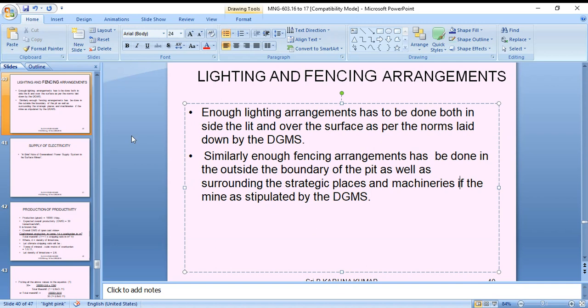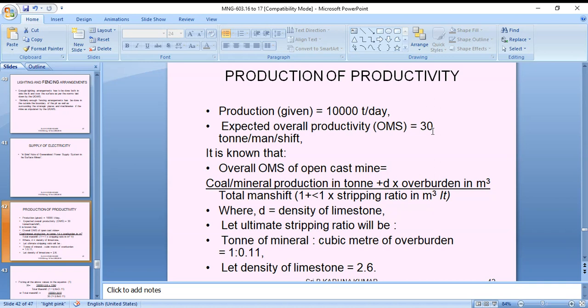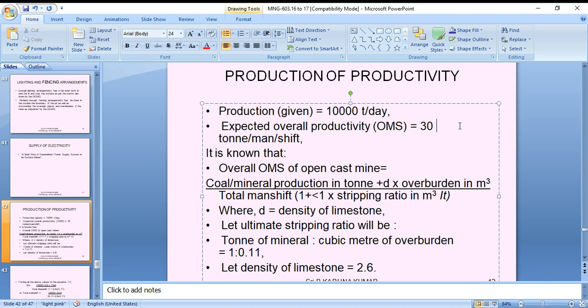Now, supply of electricity is also one of the requirements as per the norms; a general power supply system in a surface mine is required. Production: now we are going to calculate the production capacity. Production given is 10,000 tons as required. We expect 30 tons per man shift. Overall OMS is a general formula: coal or mineral production in tons plus D into overburden in meter cube, divided by total man shifts, that is 1 plus the stripping ratio, where D is the density of the limestone.